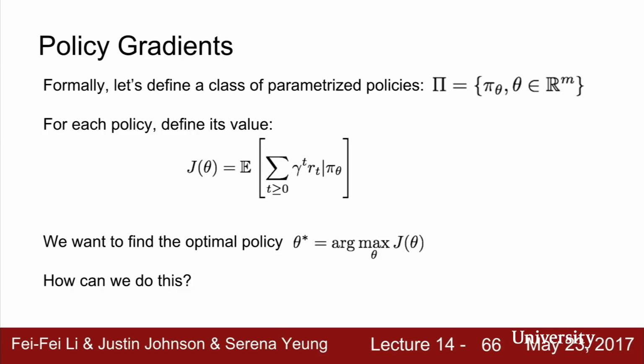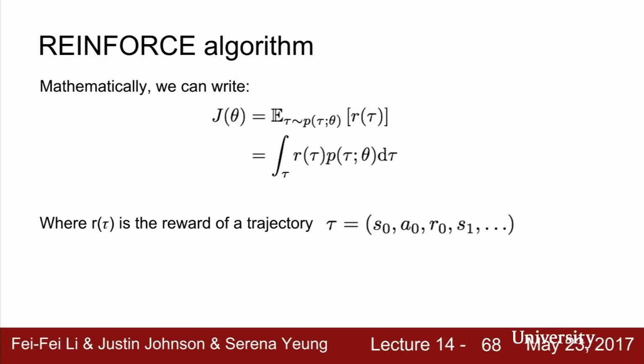So how can we do this? Any ideas? Well, what we can do is just gradient ascent on our policy parameters. We've learned that given some objective and some parameters, we can use gradient ascent to continuously improve our parameters. Let's talk more specifically about how we can do this, which we're going to call the REINFORCE algorithm. Mathematically, we can write out our expected future reward over trajectories.